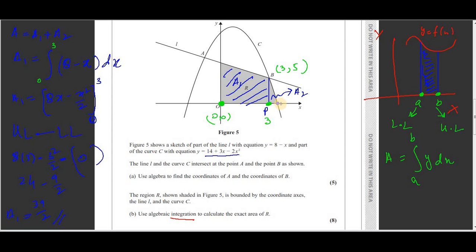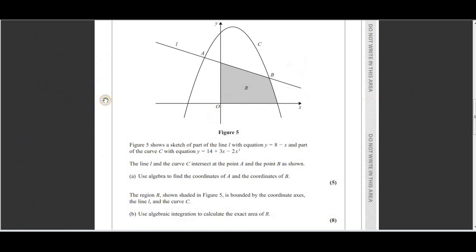Okay, so remember, I'm erasing it. A1 equal to 39 by 2. For A2, the P coordinate was 3. You need to find the coordinate of this point. So for the A2 working, first of all, I'm finding the x-intercept of the curve. So 14 plus 3x minus 2x square equal to 0.